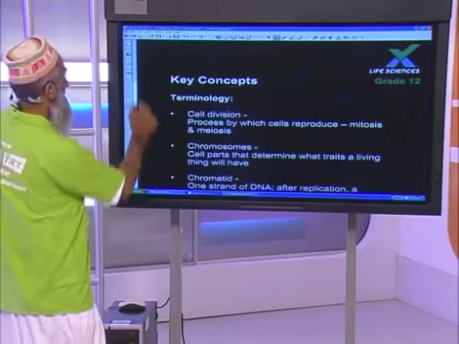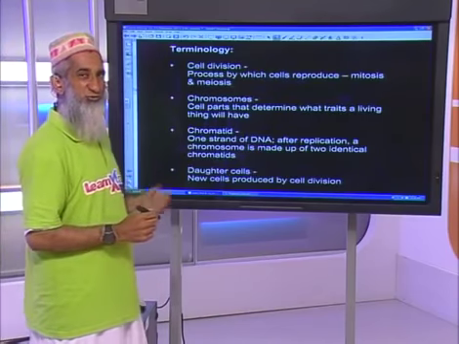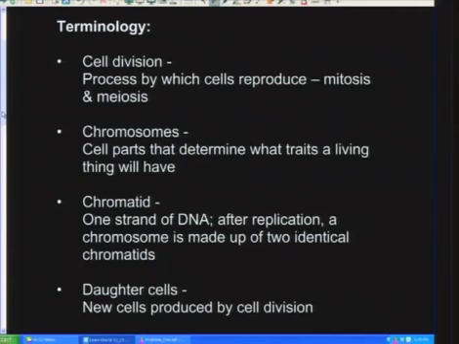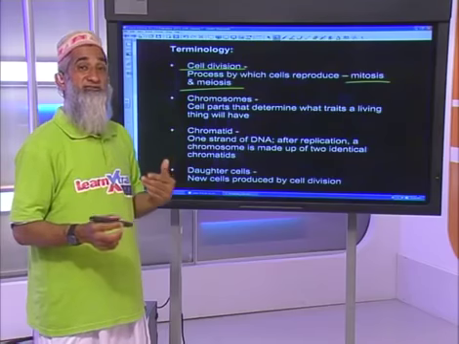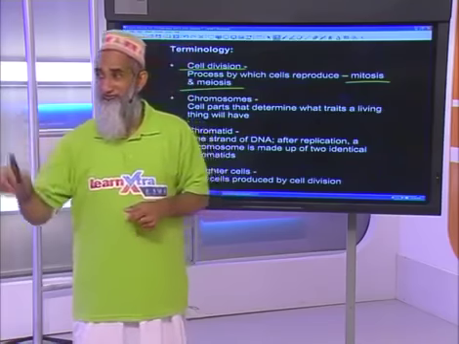We move straight into the lesson itself, and we start off with some terminology today. First of all, what is cell division? Cell division is a process where cells divide or reproduce. And we look at two types, that is mitosis and meiosis. Cells are the only things that actually divide to multiply.